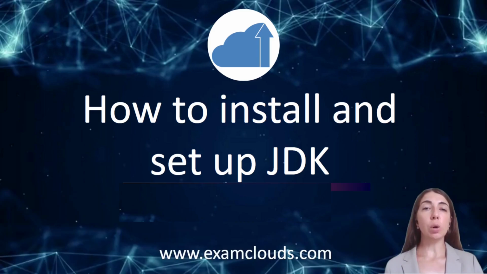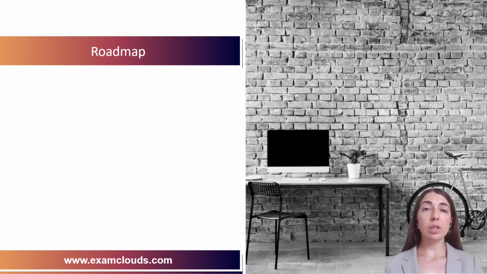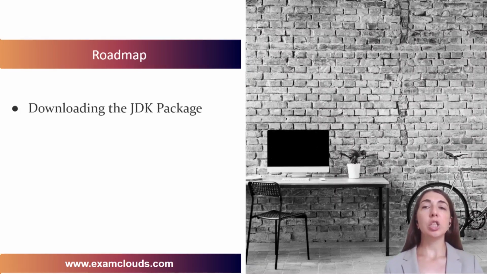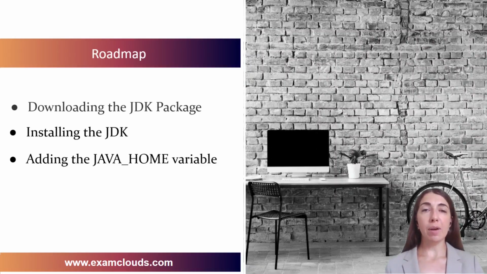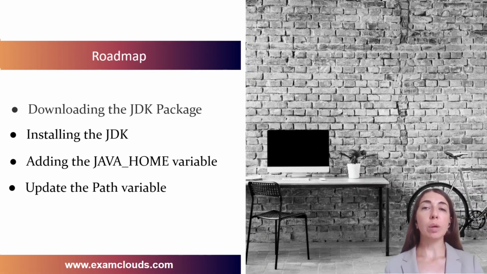In today's video we'll learn how to install Java correctly. Installing Java consists of 4 main steps. First, we need to download the JDK package, the Java Development Kit, and install it. Then, add the Java Home System variable and also update the system's path variable.